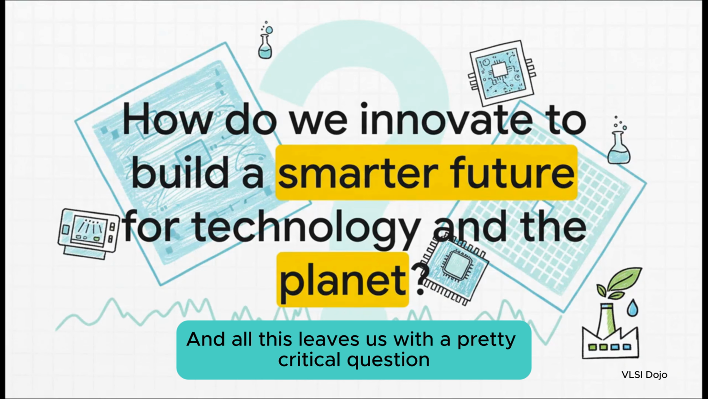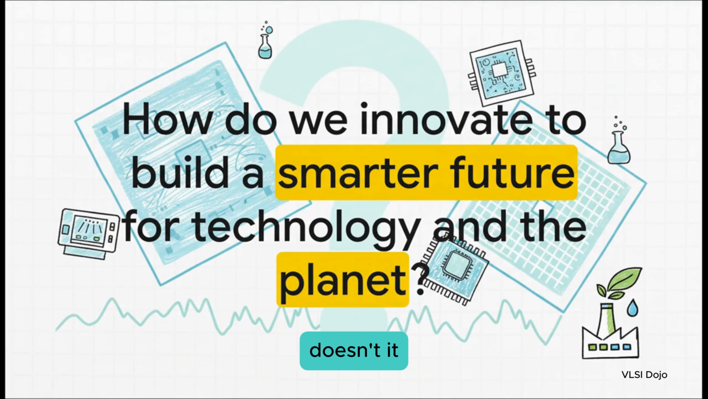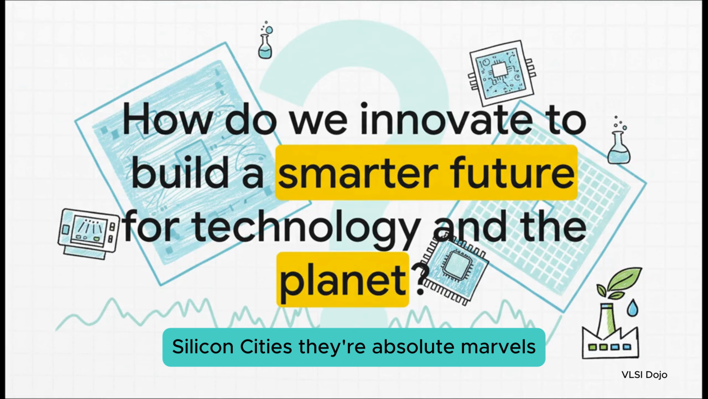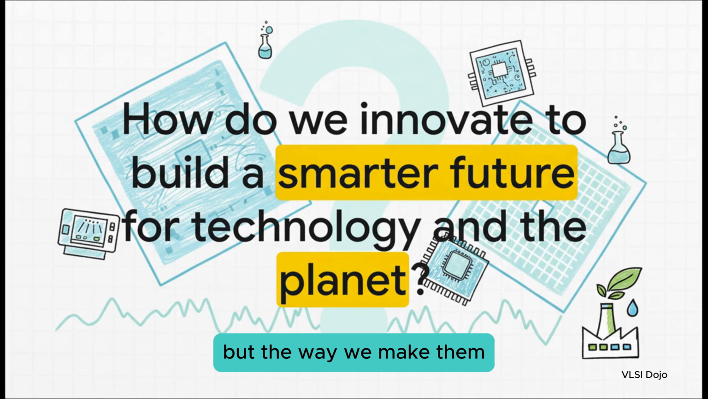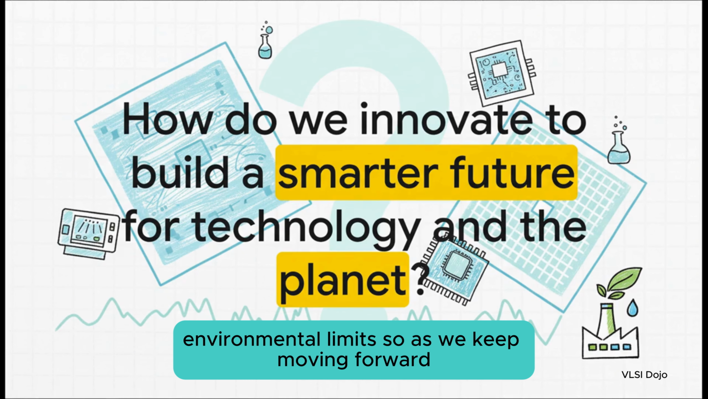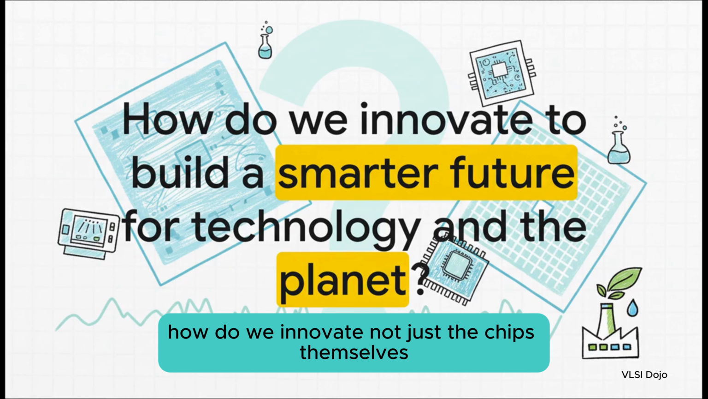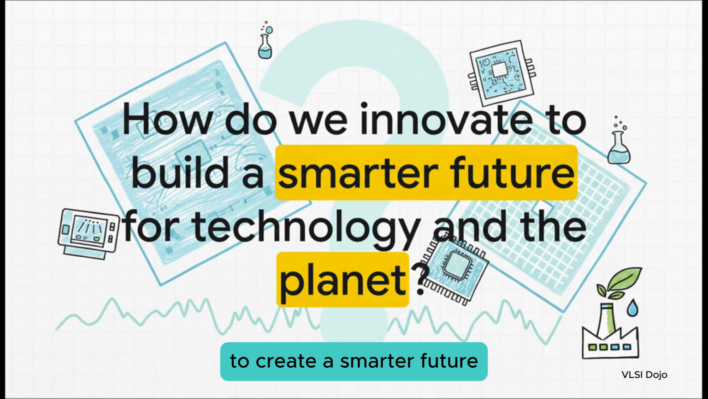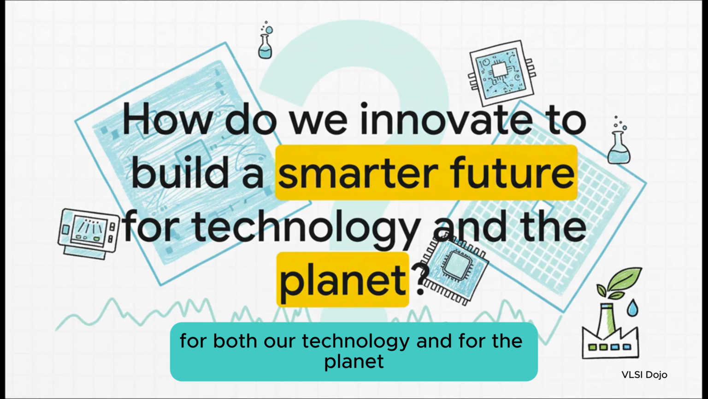And all this leaves us with a pretty critical question, doesn't it? We've built our entire modern world on these tiny silicon cities. They're absolute marvels. But the way we make them is pushing up against some really hard environmental limits. So as we keep moving forward, how do we innovate not just the chips themselves, but the way we actually build them to create a smarter future for both our technology and for the planet?